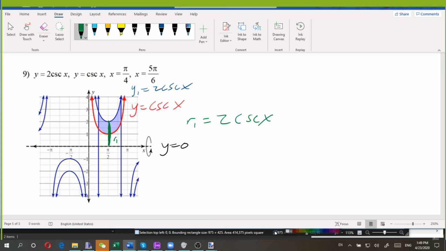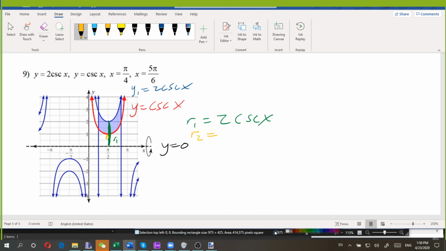I'm going to jump over to Abby. Abby, what is R2? R2 is 1. Right now, yes, but this needs to be true for all x values, so that won't be true over here on the left or here on the right. So it's just cosecant x. Yes.